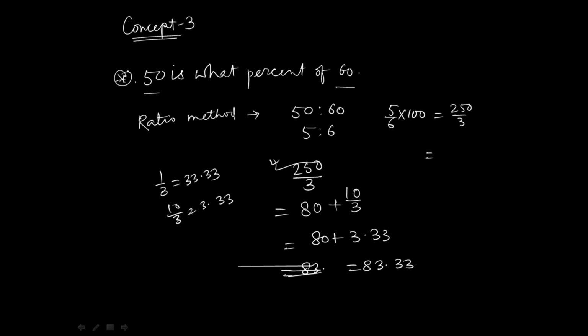But actually I want to say that you have to use the ratio method whenever a comparison is given. This 50 is what percent of 60, or 60 is what percent of 50. You have to make the ratio. The ratio of 50 and 60 is 5 and 6. If it is given, 50 is what percent more of 60, how will you solve it?